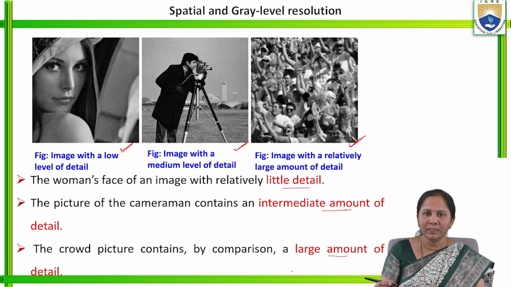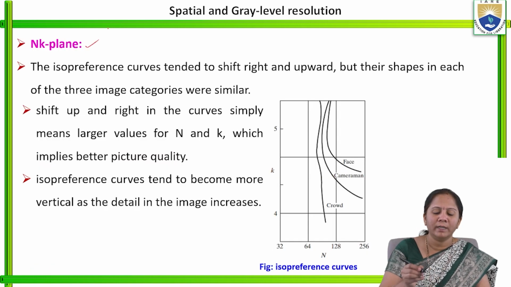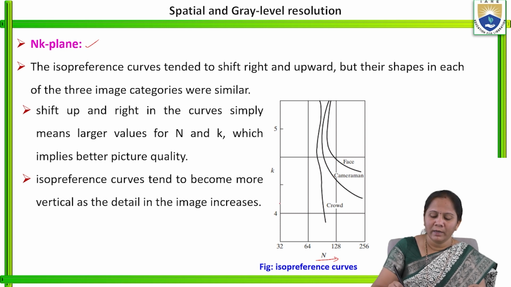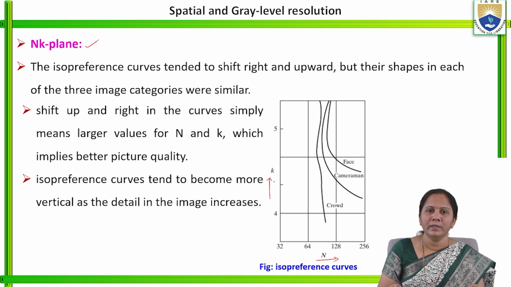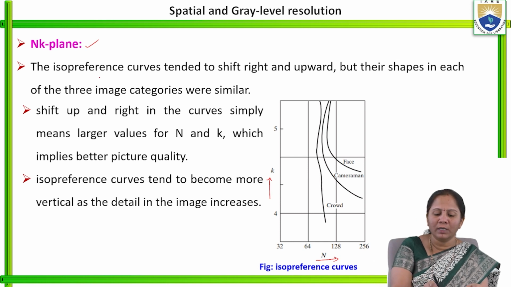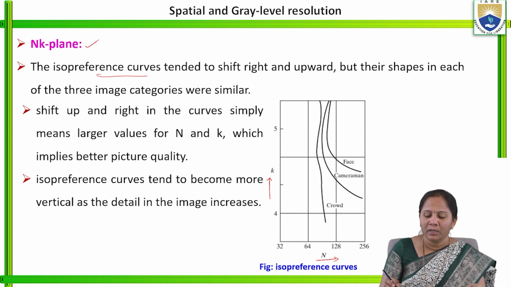How do we estimate the amount of detail present in these three images with respect to spatial resolution and gray level resolution? With the help of a graph which is called the NK plane. It is called the NK plane because here you can observe the value of N and here we can observe the value of K. Now, we can observe some curves in this graph. Those curves are called iso preference curves.